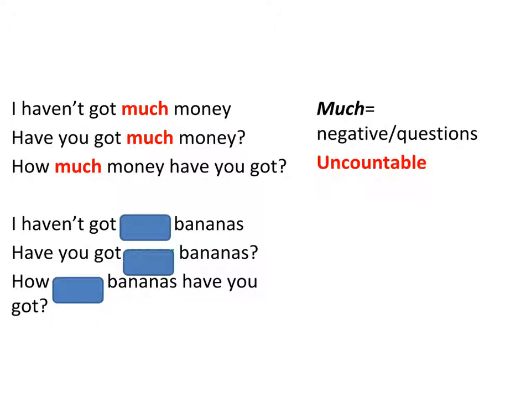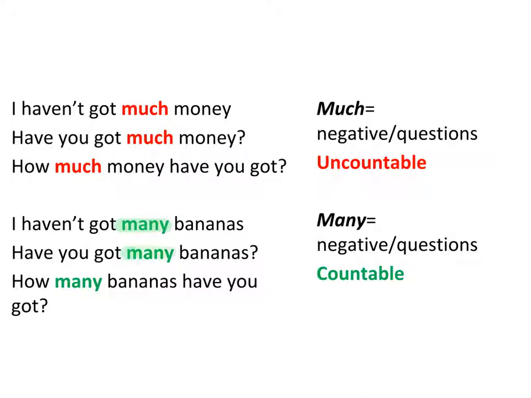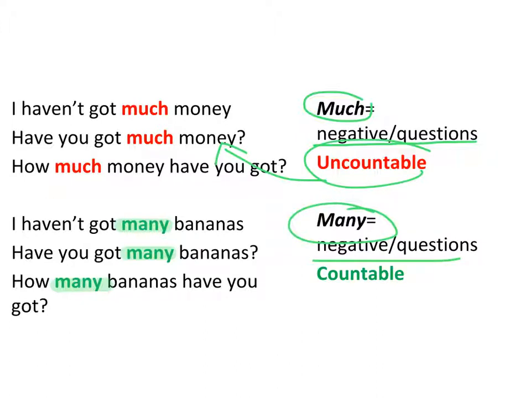To say I have a small quantity of a countable noun, or to ask about the quantity of a countable noun, do you know which word we use? That's right, we use many. So, let's recap. We use much in the negative and for questions for uncountable nouns, and we use many in the negative and for questions for countable nouns.